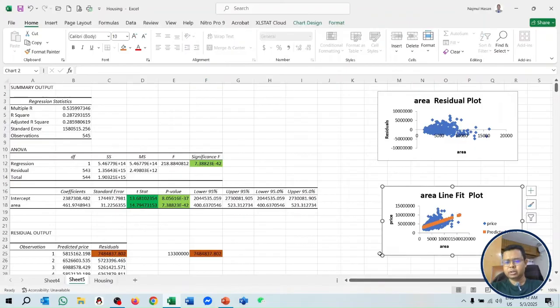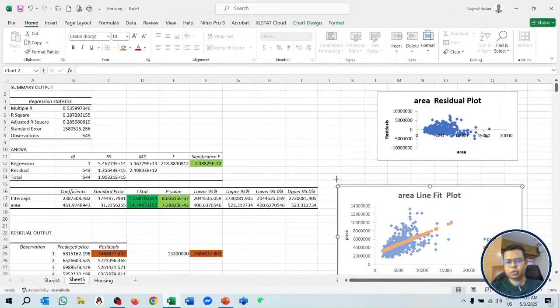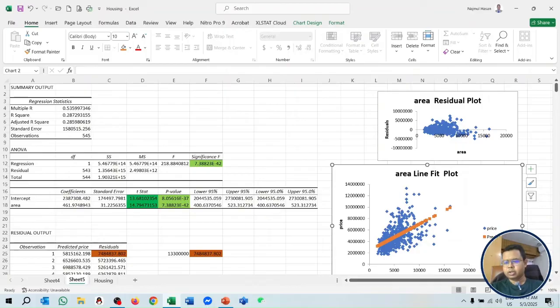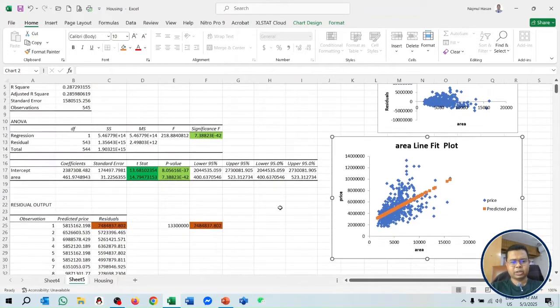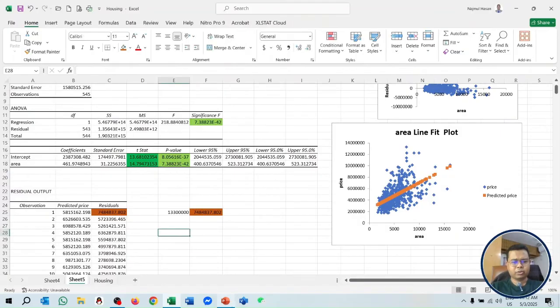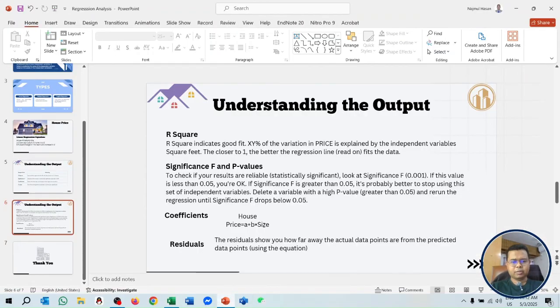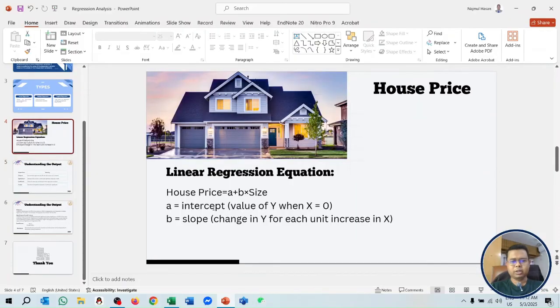On the other hand, we can see here the line plot. So this is the predicted price and this is the price. It is increasing in a positive way. It means if the area increases by one unit, then the price will increase. How can we calculate it? According to this formula, housing price equals a plus b into size.